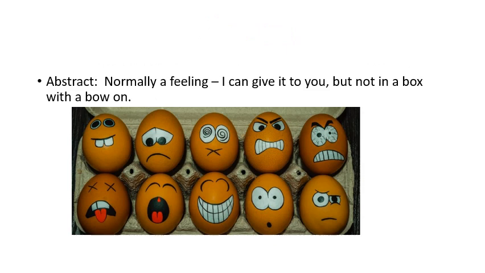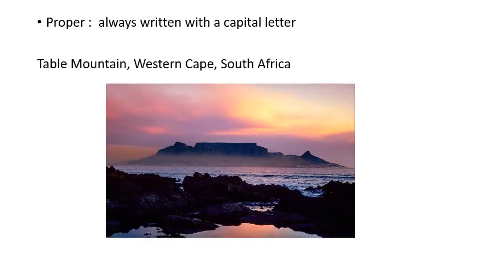It's normally a feeling. I can give it to you, but not in a box with a bow on. I can feel happiness. I can give you friendship. I can feel excitement. Proper nouns are always written with a capital letter. If you have a look at this beautiful picture, it's Table Mountain. Where is it? In the Western Cape in South Africa.